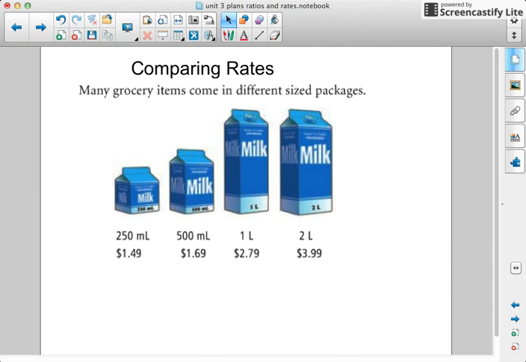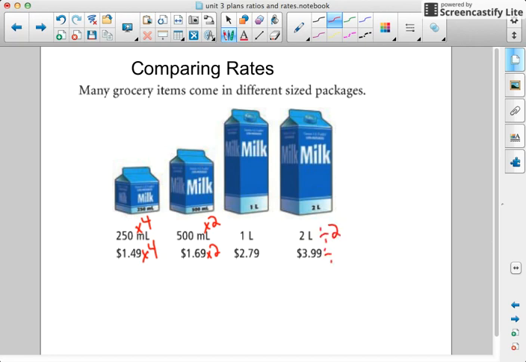So maybe you've gone to the grocery store and chosen to compare different quantities and the prices, but we need to make them the same quantity in order to do that. So one way of doing this, for this example of milk, is to make them all 1 liter. So in order to do that, I would use equivalent fractions. Times this one by 4, times this one by 2. This one stays the same. Divide the big one by 2. So I'm going to get all of them per liter.